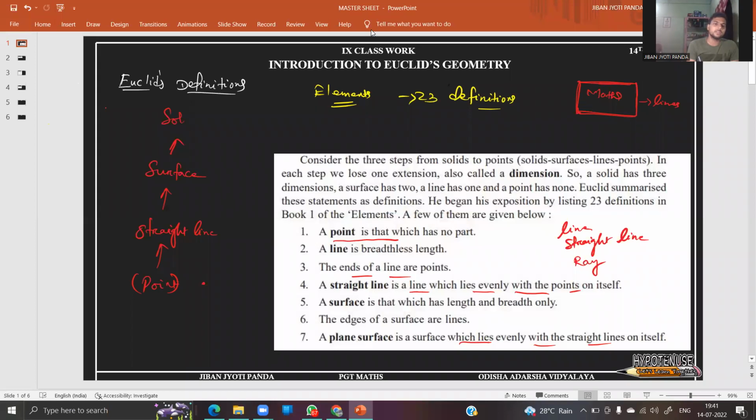It is not written right here, but solids. So you can say points don't have any dimension. You just try to observe.